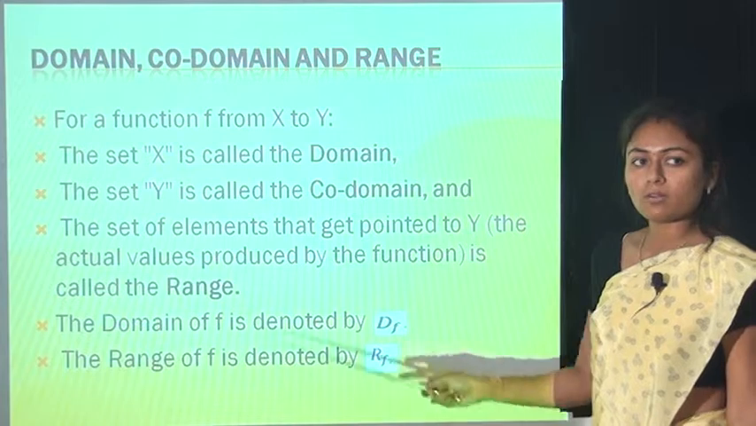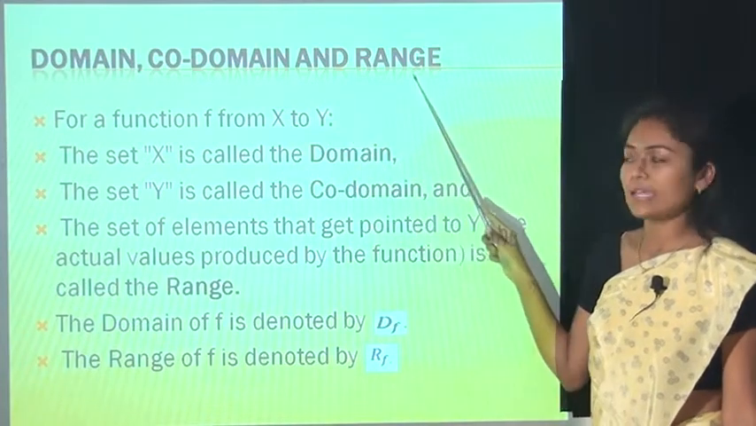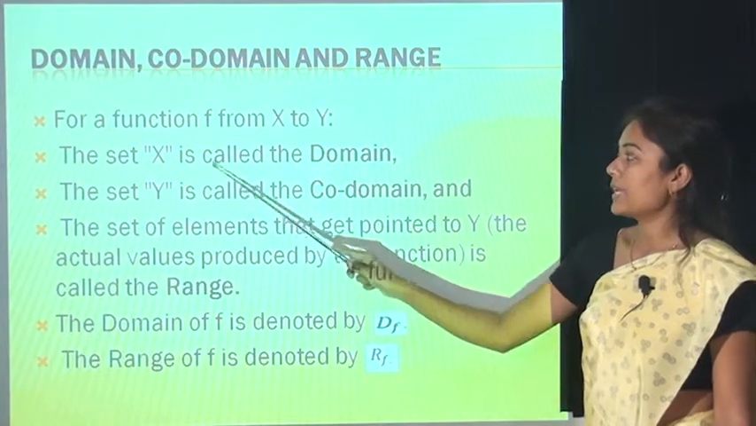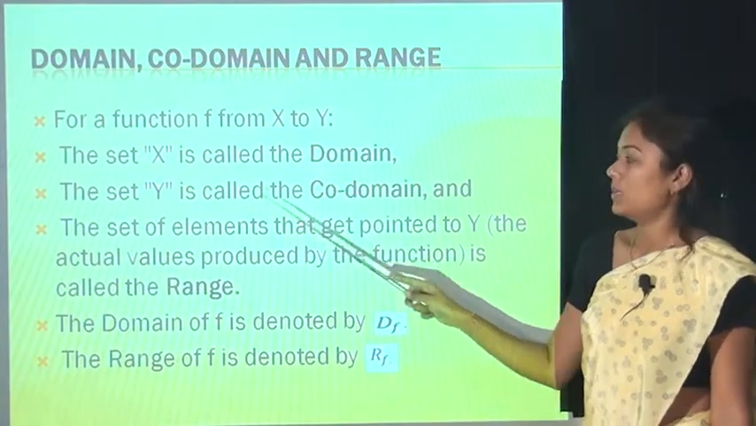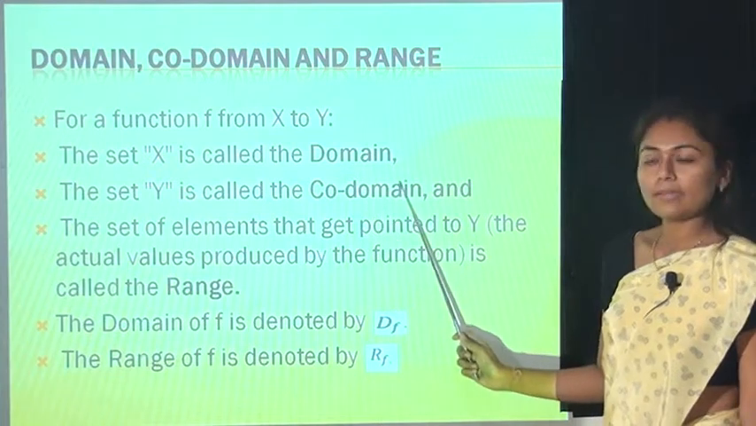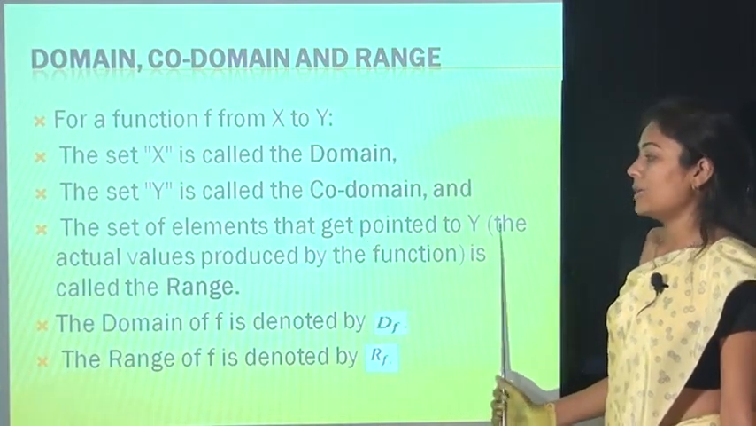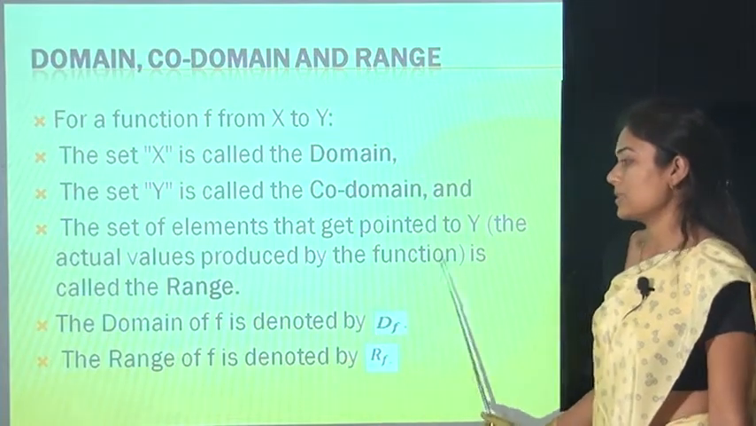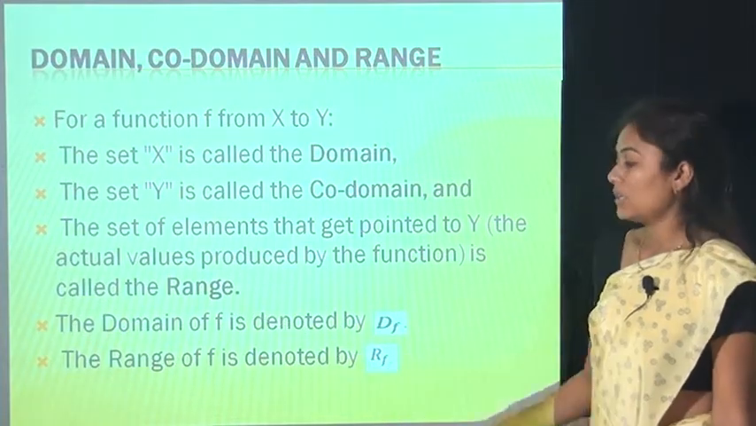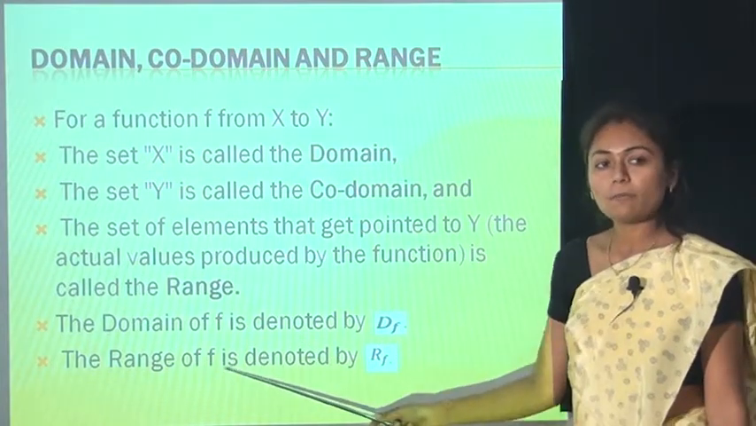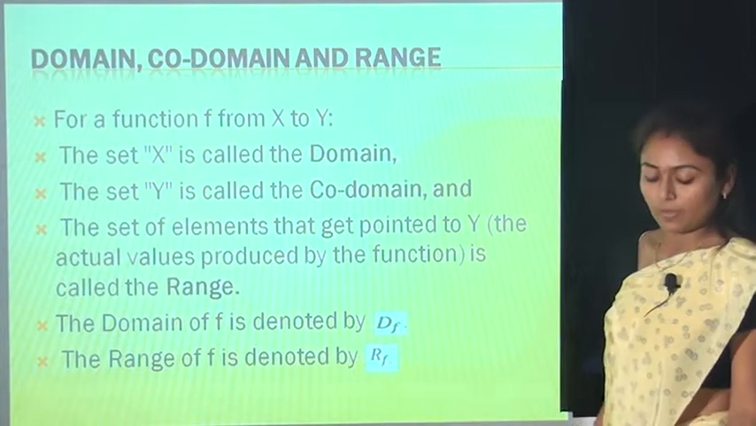Now we have to learn about the domain, codomain and range of a function. For a function f from X to Y, the set X is called the domain, the set Y is called the codomain, and the set of elements that get pointed to in Y, the actual values produced by the function, is called the range. The domain of f is denoted by domain of f, the range of f is denoted by range of f.